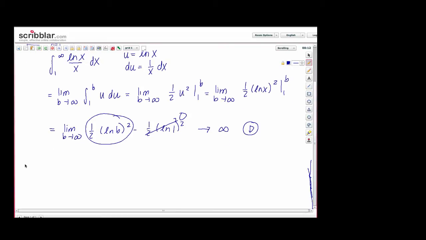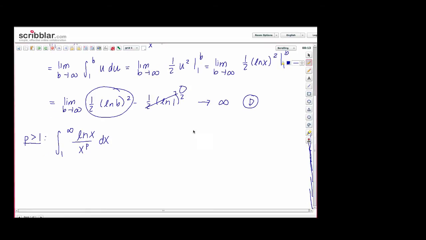Let's think now about what happens when p is greater than 1. Again I'm going to look at our integral, integral from 1 to infinity of natural log of x over x to the p dx. Again, you need to make sure that this function is continuous, positive, and decreasing. Here we're not going to be able to do the u sub like we did in the previous case, because our du would just be 1 over x. So instead we're going to use integration by parts.